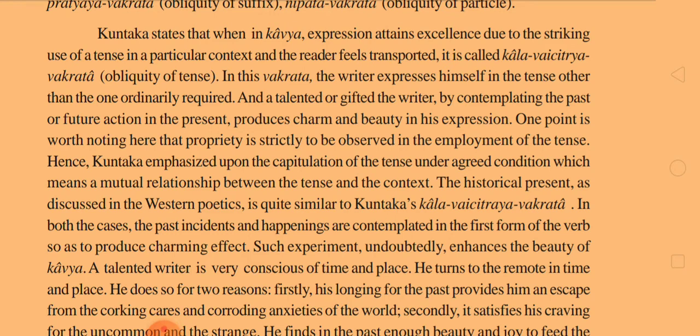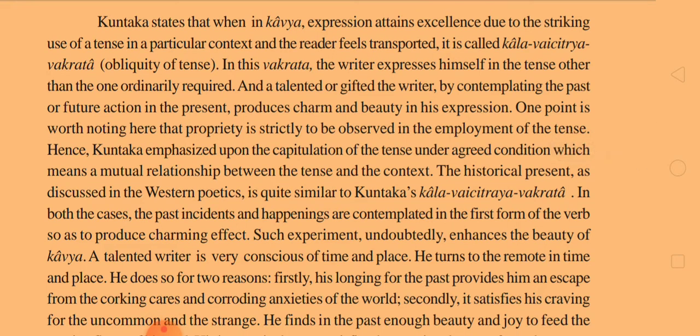The historical present, as discussed in the Western poetics, is quite similar to Kuntaka's Kala Vachitraya Vakrata. In both cases, the past incidents and happenings are contemplated in the first form of verb so as to produce a charming effect. Such experiment undoubtedly enhances the beauty of Kavya.